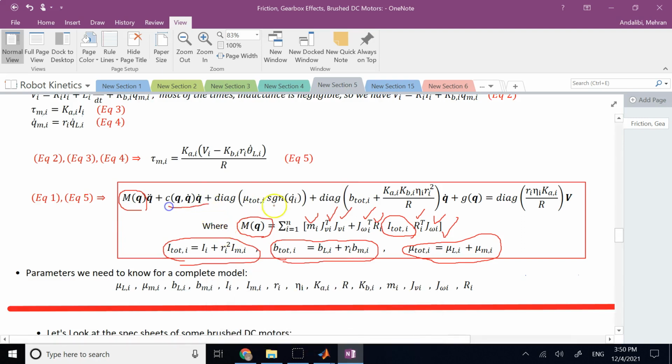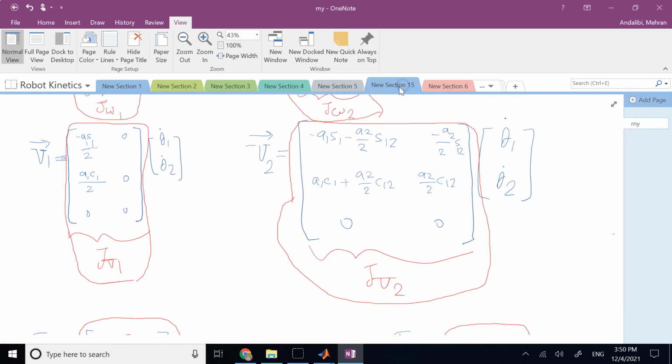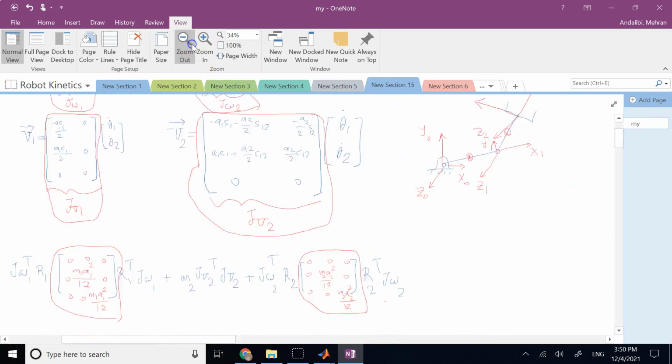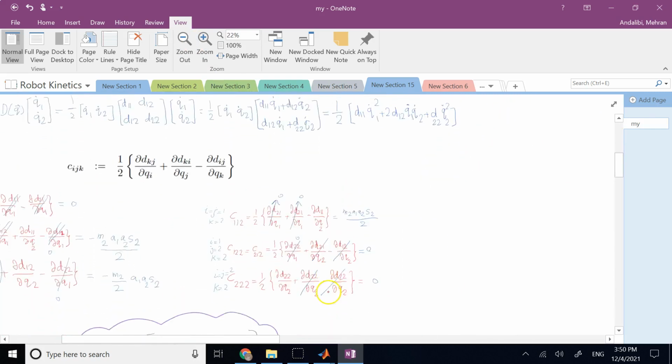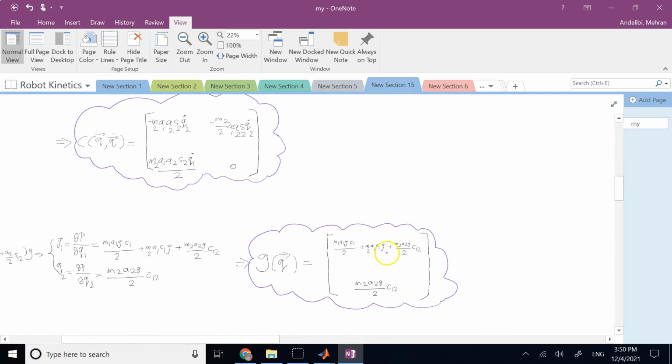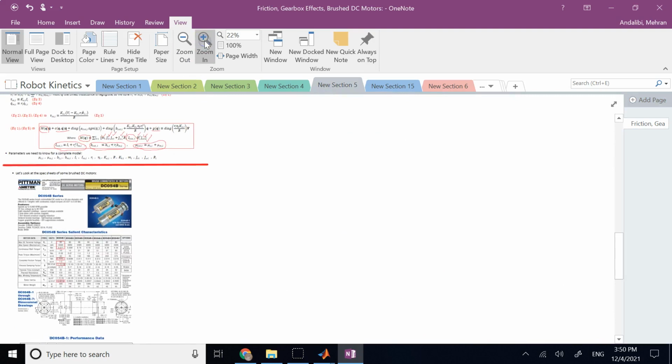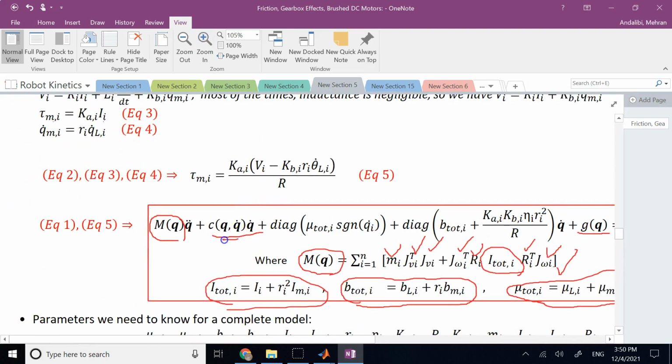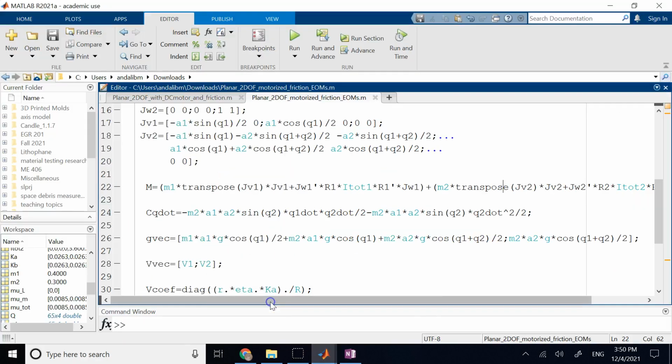As I said, C and G are directly coming from these previous calculations, so there is nothing really new about them, correct? This is your C, this is your G. The only thing is here I have C times Q dot. As you can see, the whole C is multiplied by Q dot. So I calculated this whole thing in one place and call it CQ dot in my code, as you can see. So this is the matrix C times Q dot.